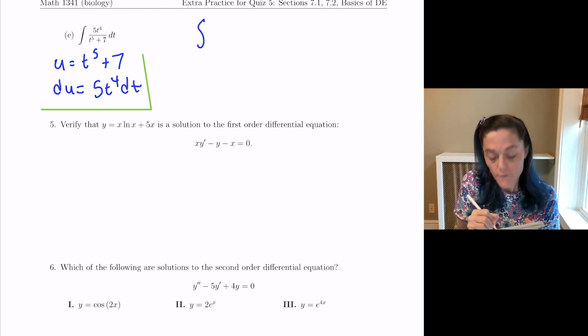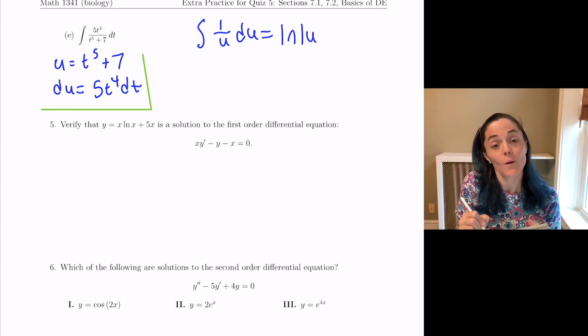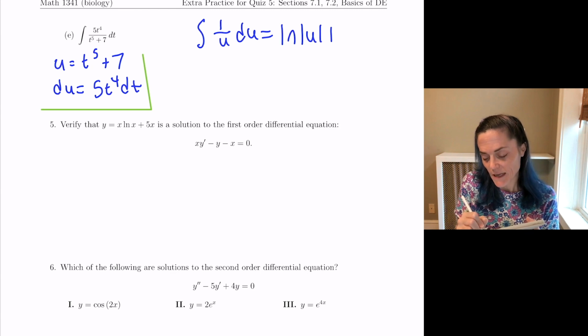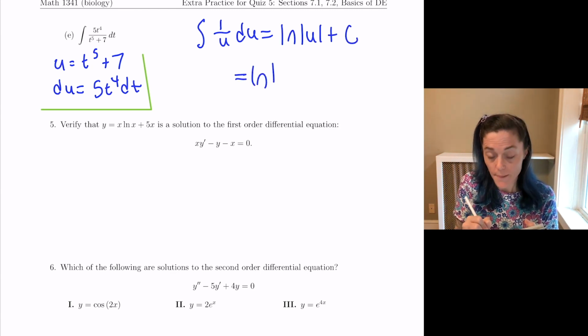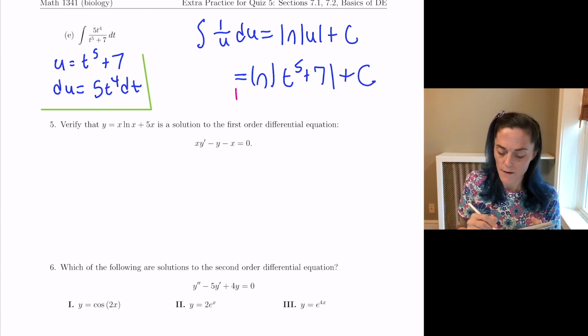Now I'm ready to convert to an integral of u. We have 1 over u du. Now we can integrate ln absolute value of u plus c. Finally, we go back to t. So we have ln absolute value t to the 5th plus 7 plus c. This is my final answer.